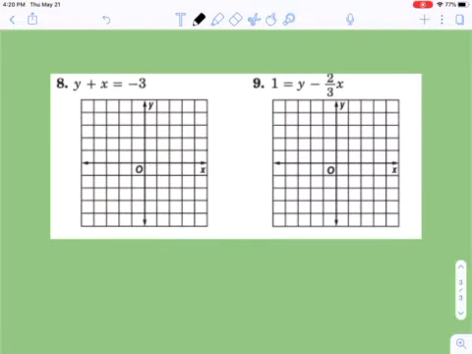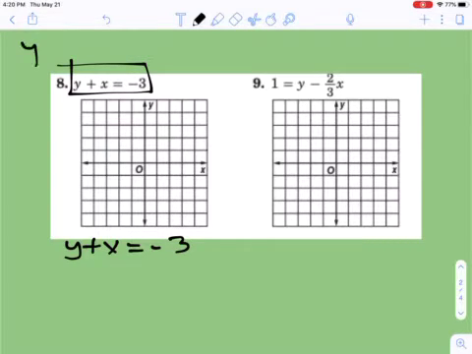Y plus x equals -3. Now the problem with this is if you look at the equation, y is not by itself. Y has x on that side with it. So let's rewrite it down here, and let's write this equation so that it looks like y equals mx plus b. So it looks something like that.